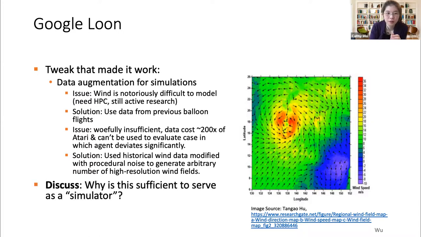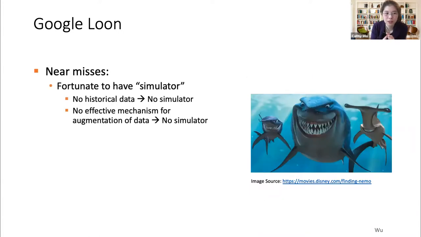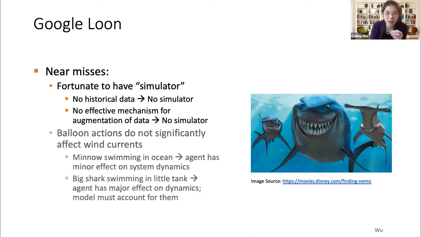Okay, so the near miss is that we are very, very fortunate here to have a simulator because we don't actually have one. If we didn't have the historical data, we wouldn't have a simulator. We're basically using the historical data as a simulator. And yes, the point being that the balloon actions do not affect the wind currents. If a visual is helpful, you can think of a little fish swimming in the ocean. The little fish has very, very little effect on the ocean dynamics.